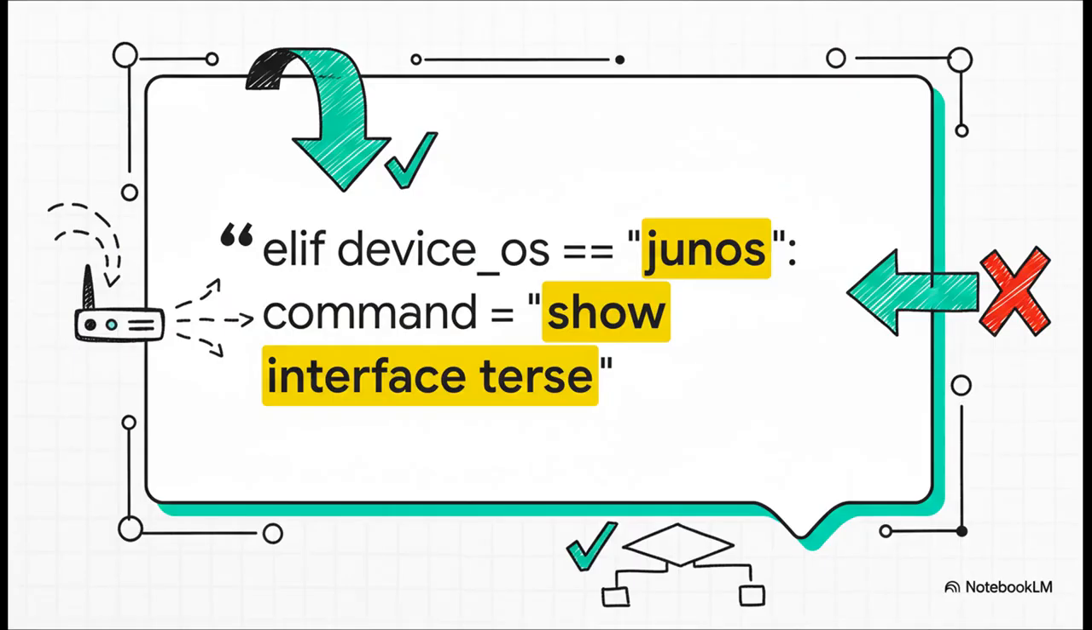And this right here, this is a problem every single one of us has faced. Different vendors, different commands. So our script checks, is the device OS equal to IOS? Nope. Okay, moving on. Is the device OS equal to Junos? Yes, it is. So it sets the command to the correct Junos syntax, and this is the important part, it stops right there. It completely ignores the else block because it's already found its answer.